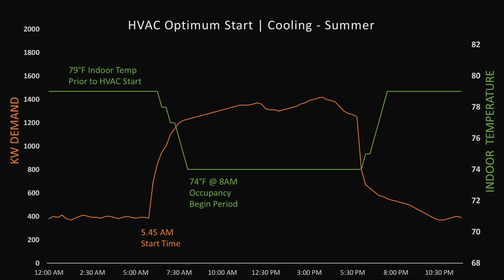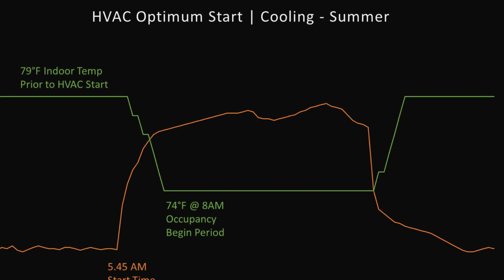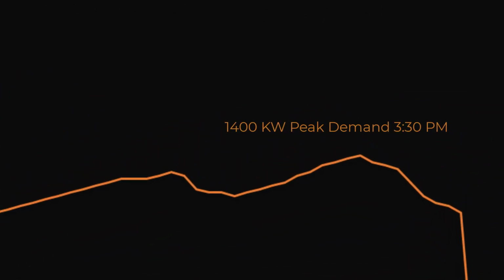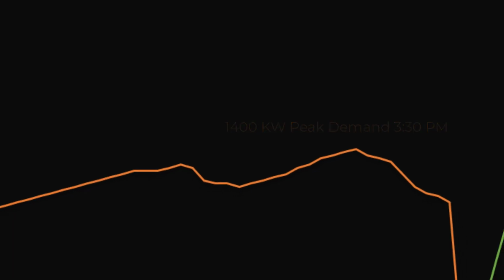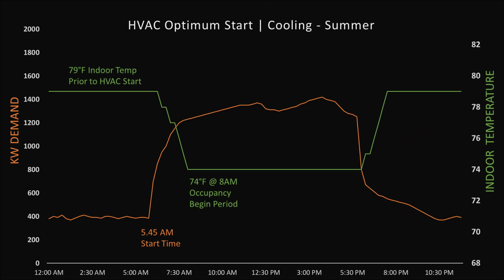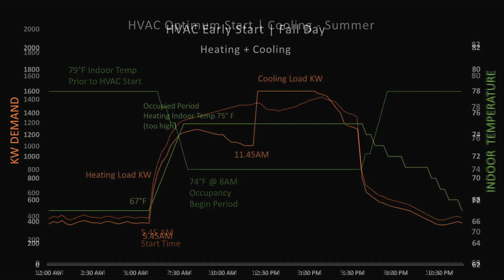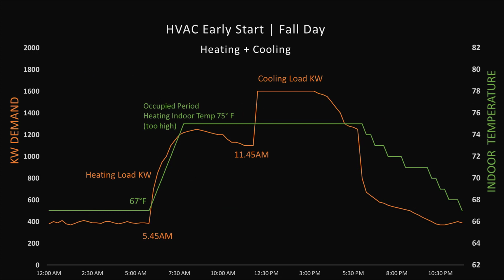Later in the day, additional occupancy-related electrical loads set the peak electrical demand at 1400 kW. By monitoring indoor temperature at 8 a.m., we can adjust our scheduled start time earlier or later to reach desired set point at occupancy begin time. This graph depicts excess energy consumption related to overheating and cooling a building during the fall transition season. This is very common at buildings not having an effective BAS Optimum Start program.